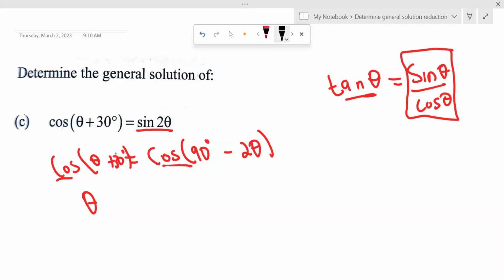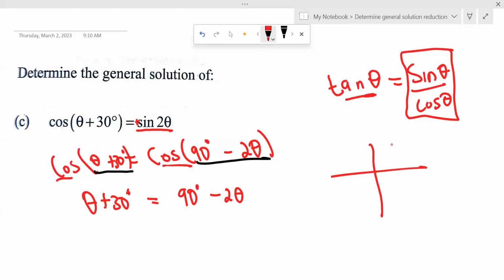So we're going to write this whole thing exactly the way it is, and we're also going to write this one. So we say we have theta plus 30, which is going to be equal to 90 degrees minus 2 theta. Now, whatever is written here is going to give us the direction where we are going to work. In fact, we should have started there.